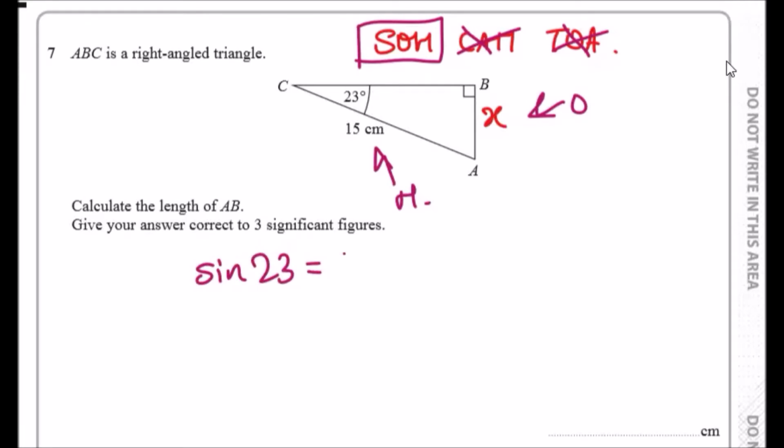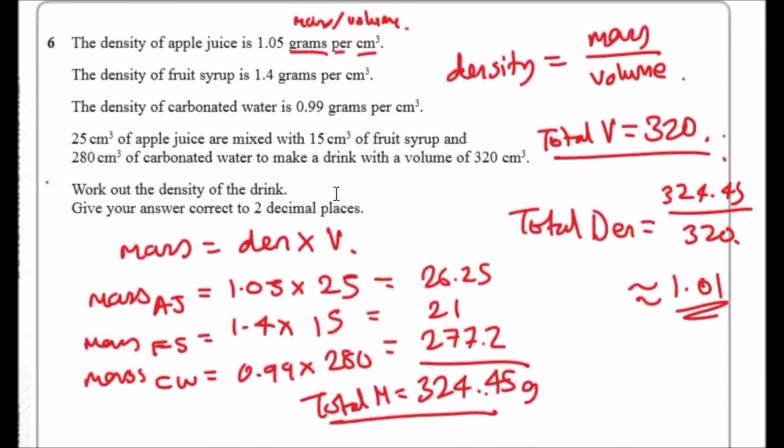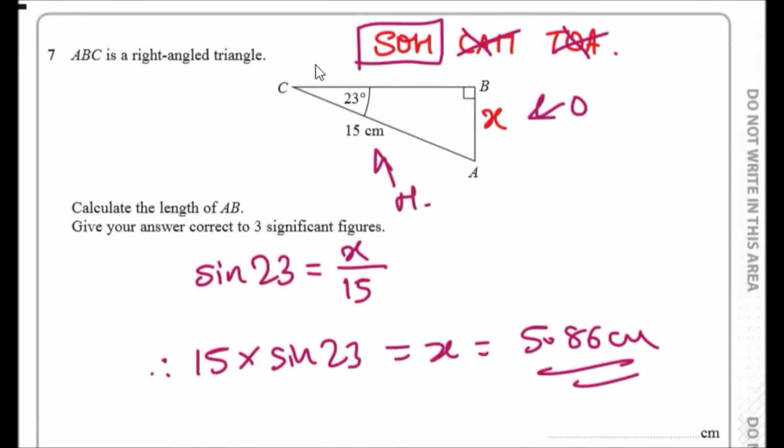Opposite, which is X, over hypotenuse, which is 15. Now to solve this, just clear the fraction. Multiply 15 across and you should get 15 times sine 23, and that will be our X. Put this in the calculator and you should get, to 3 significant figures, 5.86 centimeters. Easy, very easy stuff. Seriously, after coming from a long density question to a nice SOHCAHTOA, it's a blessing. Let's hope the rest of the paper is like this.